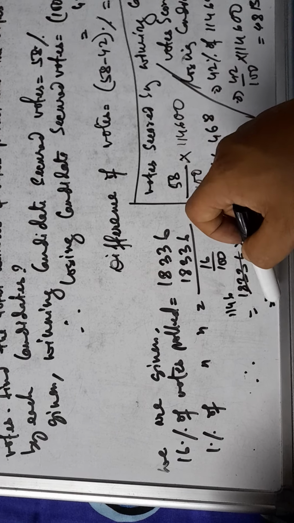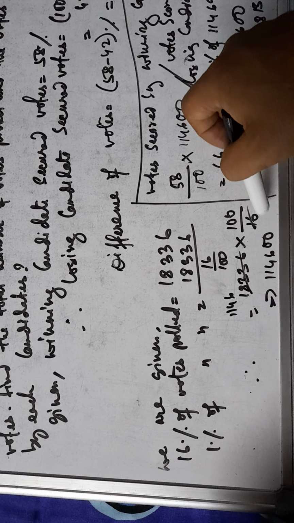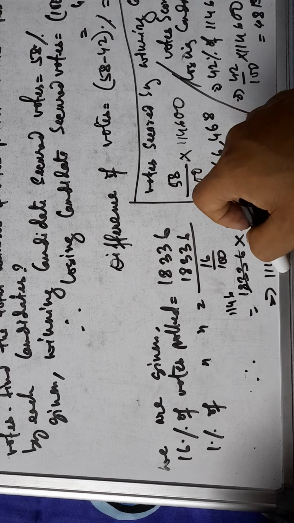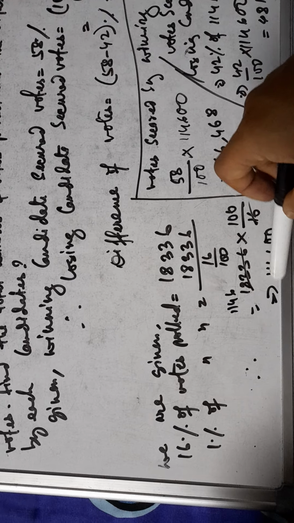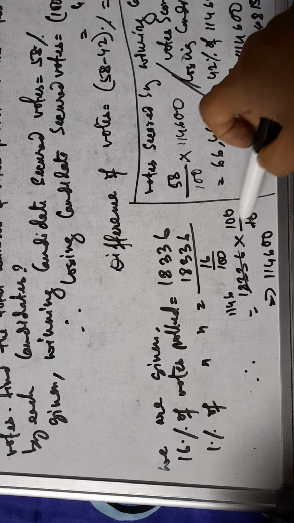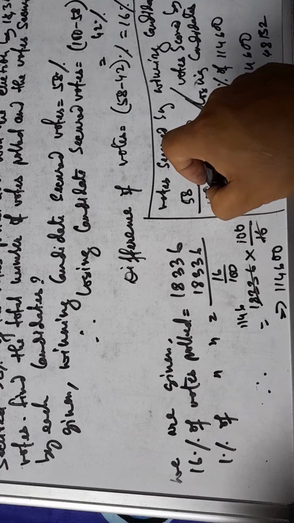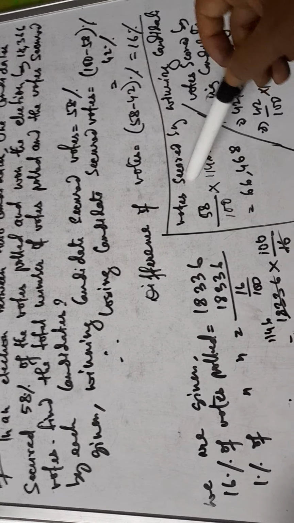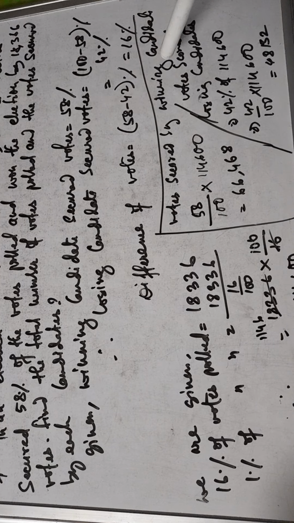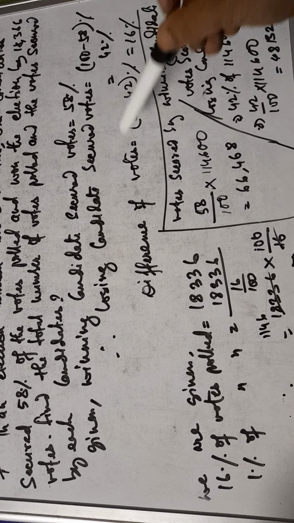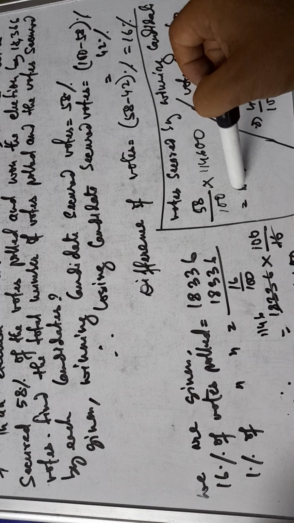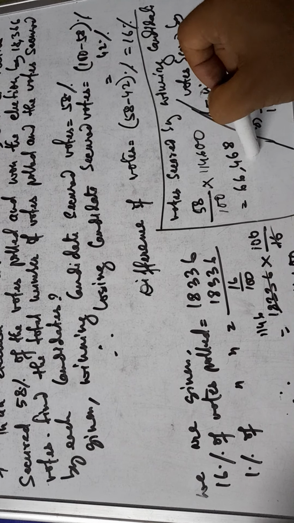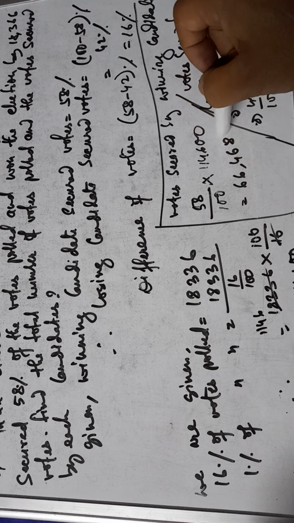So after cutting 18,336 by 16, we got 1146. So 1146 when multiplied with 100 gives 1,14,600 votes, the total votes scored or polled in that particular election. Now we have to take out the votes of the winner, who has won by getting the total votes. So that is 58 by 100 into 1 lakh something. So 58% means 66,468 votes the winner candidate got.